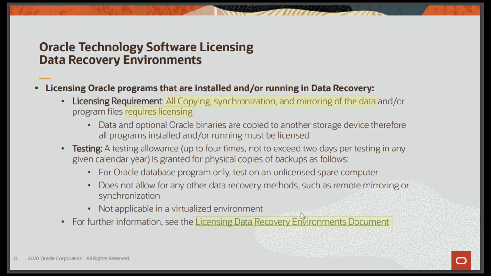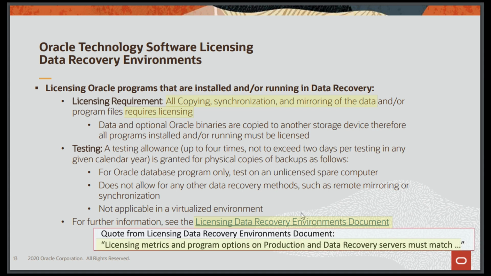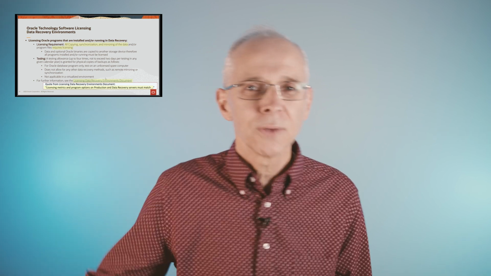Quoting from the Licensing Data Recovery Environments document, which by the way is not a contractual document, it says licensing metrics and program options on production and data recovery servers must match. That's a false statement. There is no such statement in the contract. If you want to have your DR environment licensed in a different metric, say named user plus, and with far fewer processors than your production environment, that is your privilege.